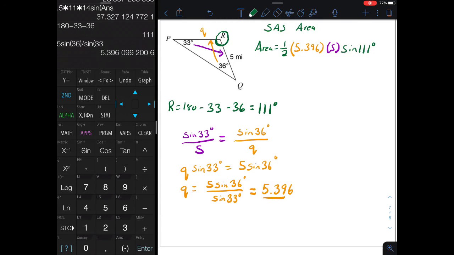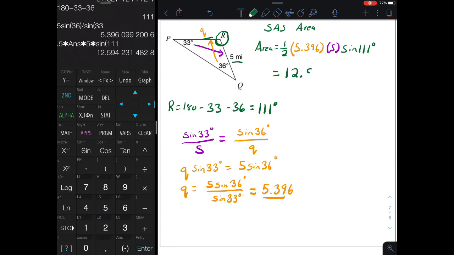All right, so I got to be very careful to use the side angle side. Side, angle, side. And then we type that in. So 0.5 times, we use that whole decimal, second answer, times 5 times sine of 111. And we get our area to be 12.59 miles squared. All right, so that's finding the area of a general triangle.